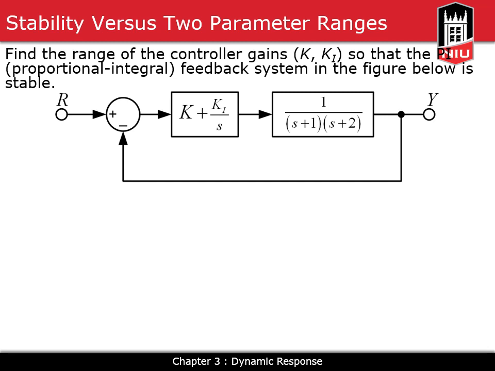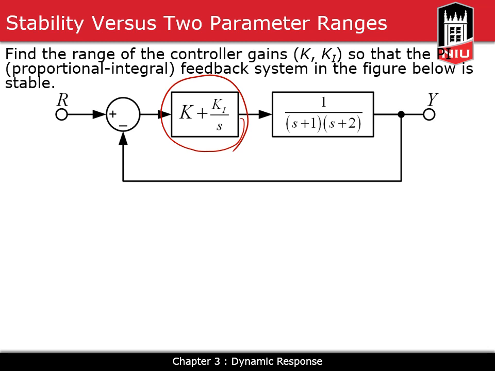What if there are two parameters in our controller? So here's another type of controller. This is a proportional integral controller. We'll talk about this type of controller in more detail later. But let's say that is the controller we have in that block. And here's our block diagram. What if we want to find out the range for two parameters, K and Ki, to keep the system stable?